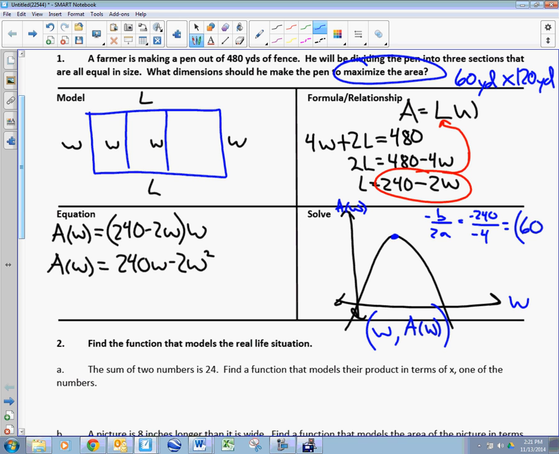Out of these 4 boxes, I feel like this is a good way to organize your work. A lot of people, when they get word problems, their comment is, I don't know where to start. Well, here's where to start. Draw your boxes. Model it first. Then write down your formulas and your relationships. See if you can get your function, and then go ahead and solve it. This is a great way to work with any word problem.